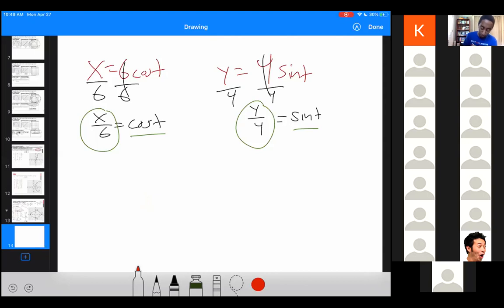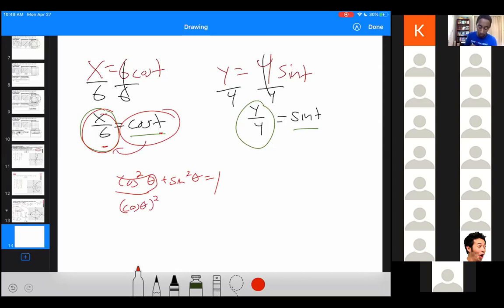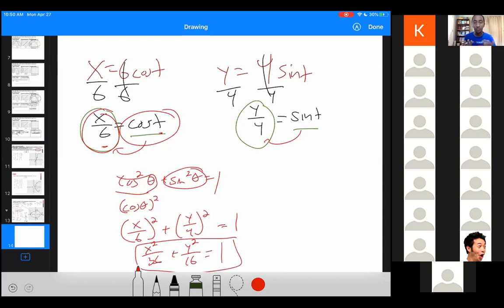Think about this. Cosine squared of theta plus sine squared of theta equals 1, right? And so if cosine of this t is equal to x over 6, we can substitute that for cosine, because this is the same thing as saying cosine of theta squared. So we substitute x over 6 squared, and sine is equal to y over 4, so we substitute y over 4 squared. There's a plus in here that equals 1, and when we simplify this, we get x squared over 36 plus y squared over 16 equals 1. And what is that? That is the equation of an ellipse.